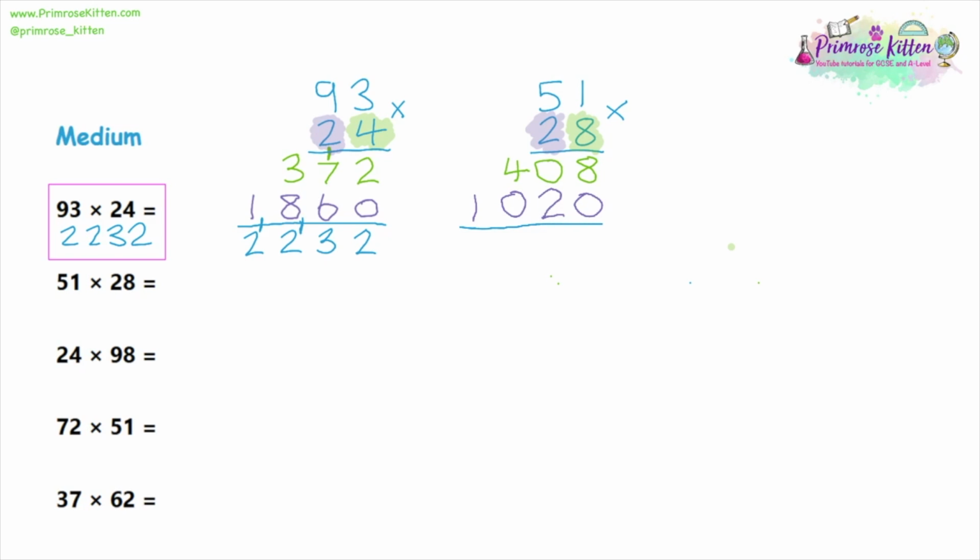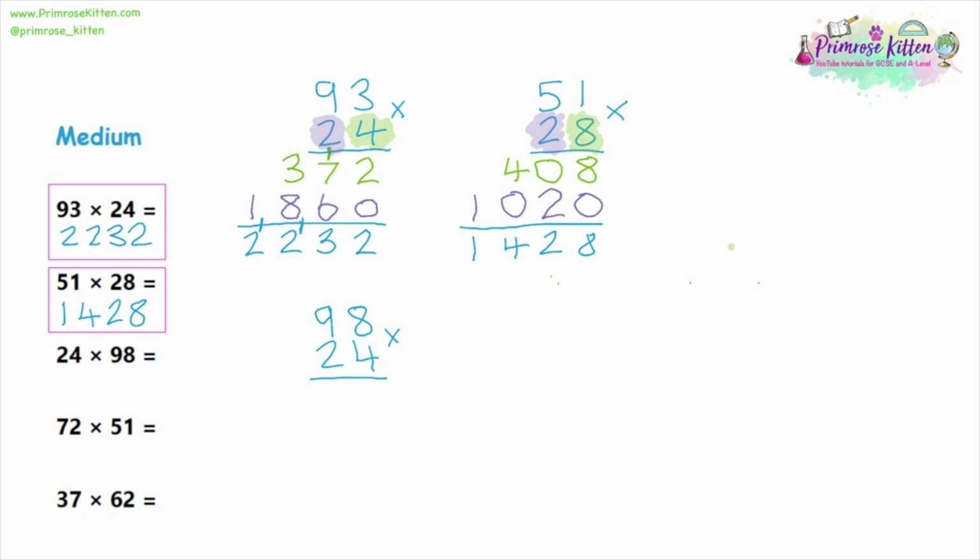Now I can rule off, and we need to add together our 2 answers. So 8 plus 0 is 8, 0 plus 2 is 2, 4 plus 0 is 4, and nothing plus 1 is 1. So our final answer is 1,428.